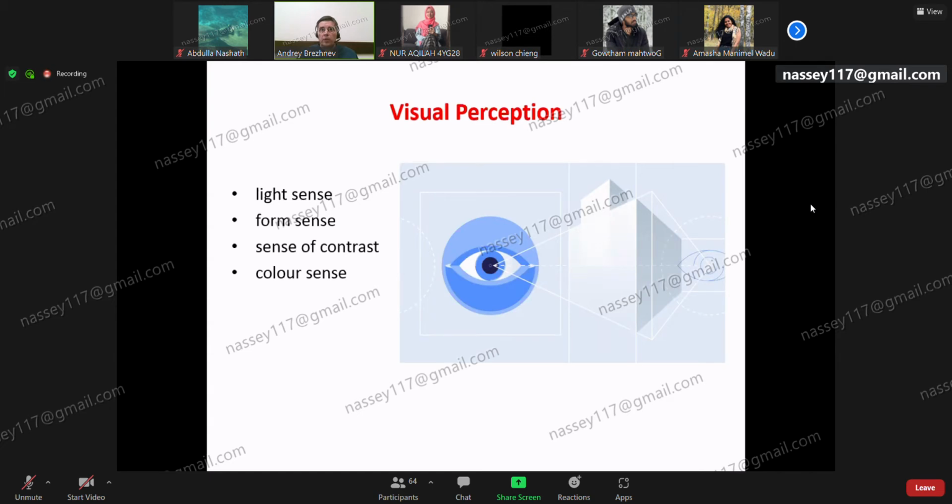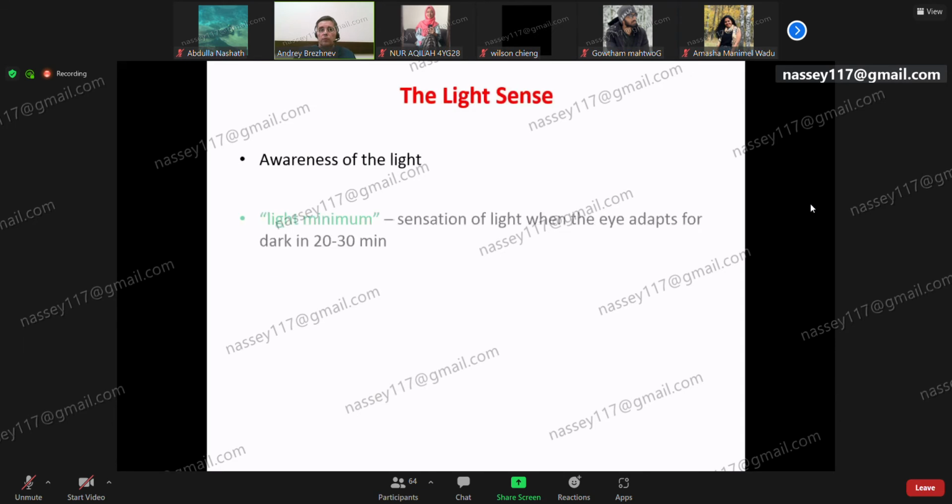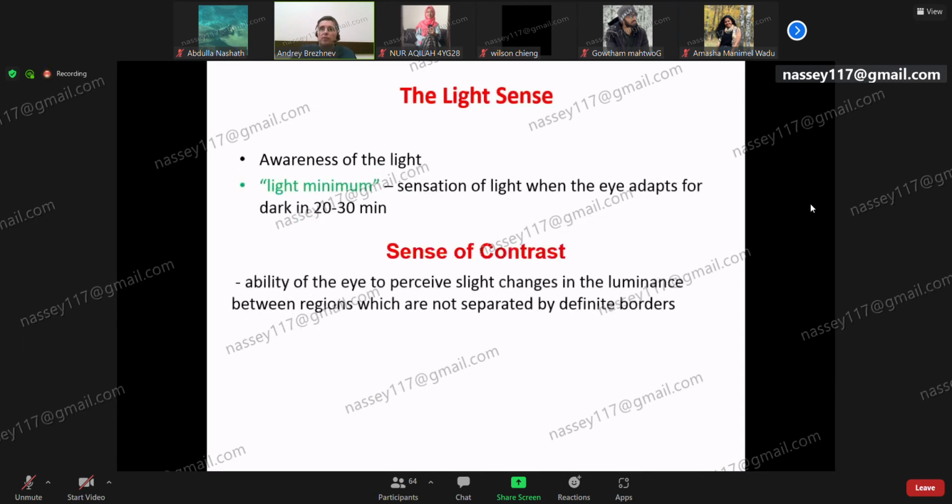It is a complex integration of light sense, form sense, sense of contrast, and color sense. The light sense, we can describe it as an awareness of the light. The minimum brightness required to evoke a sensation of light is called the light minimum. It should be measured when the eye is dark adapted for at least 20-30 minutes.